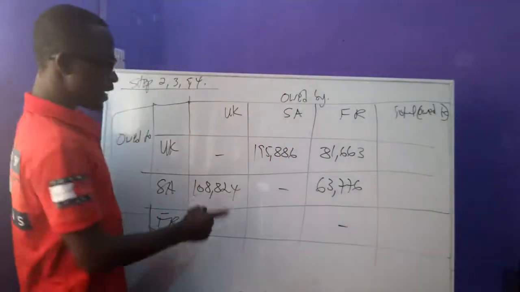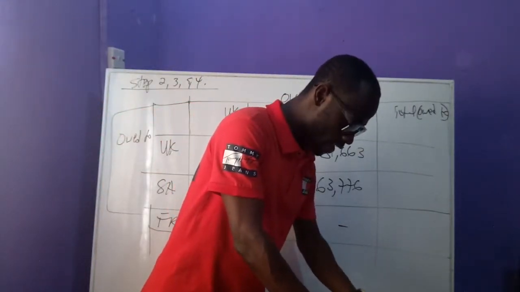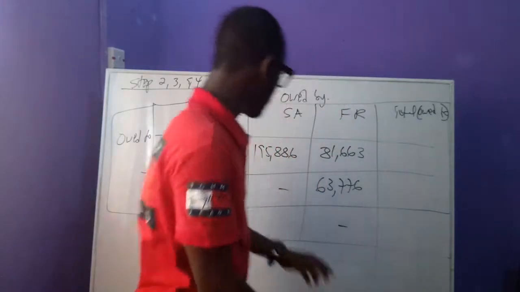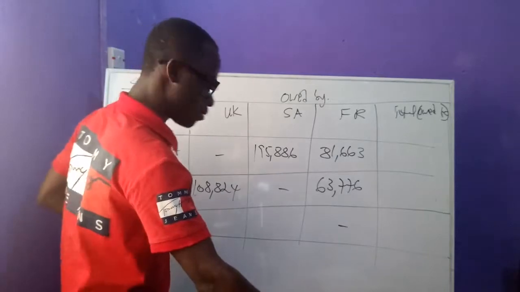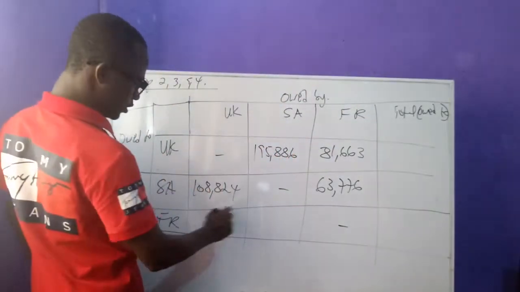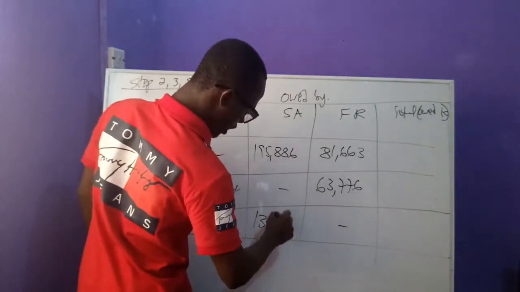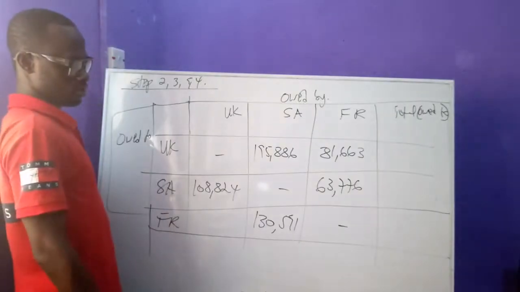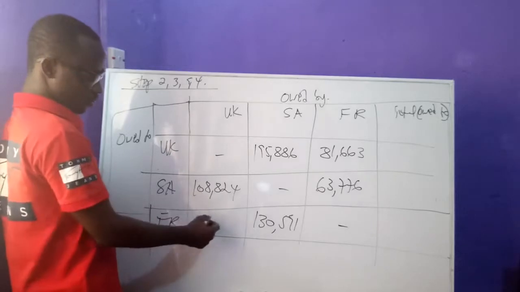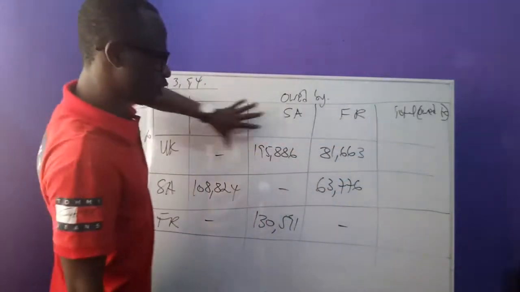Then the last thing there is that the South Africa company owes the France company an amount of 130,591. That's it. We are done, because the UK company doesn't owe the France company. So this place is going to be dashed. So this is the metrics we're talking about here.